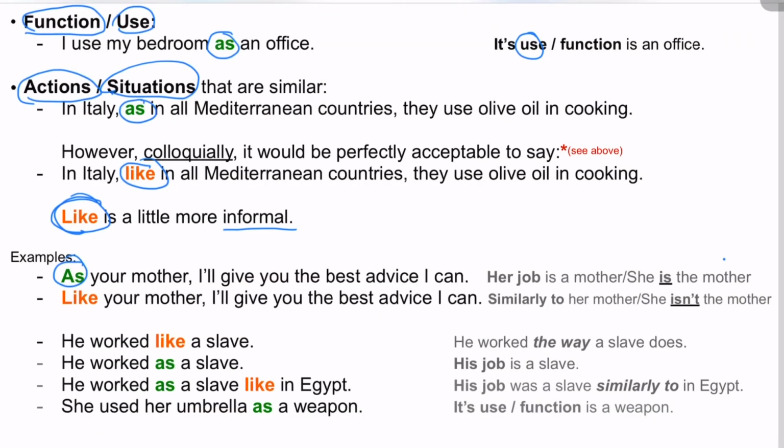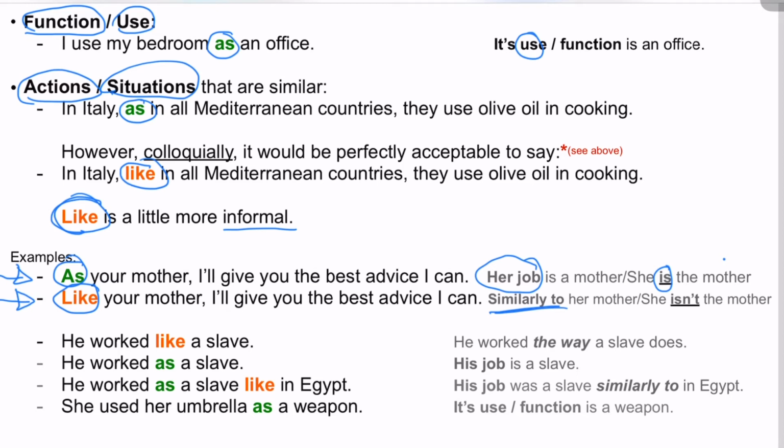As your mother, I'll give you the best advice I can. Now, this person is the mother, and her job is to be a mother. So, since I'm your mother, I'll give you the best advice I can. Instead, like your mother, I'll give you the best advice I can means similarly to your mother, but I'm not your mother. So these are two different situations. In the first situation, I'm the mother and I'm going to give you the best advice I can. In the second situation, I'm comparing myself to your mother, but I'm not your mother.